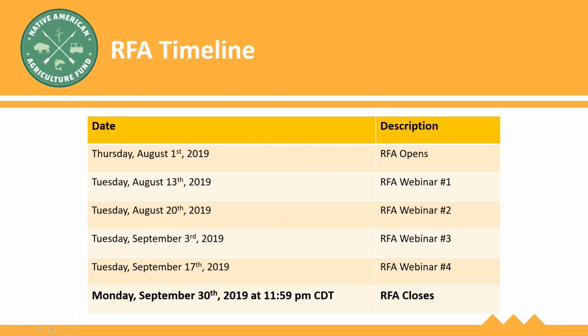Our RFA timeline, as we stated, we launched on August 1st of 2019, which is when the grant cycle opened. We had our first webinar on August 13th, our second webinar on August 20th, and today's our third webinar. Our fourth webinar, which will focus mainly on questions and answers, is scheduled for September 17th at the same time. And Monday, September 30th, 2019 at 11:59 CDT, our RFA closes. Next.